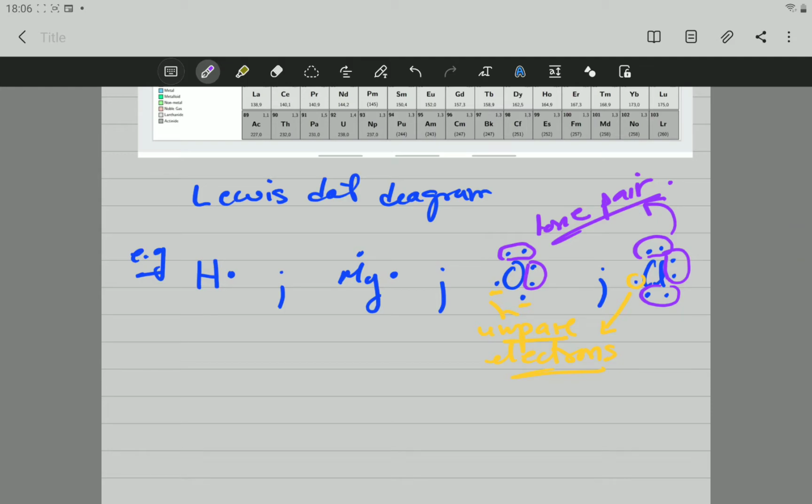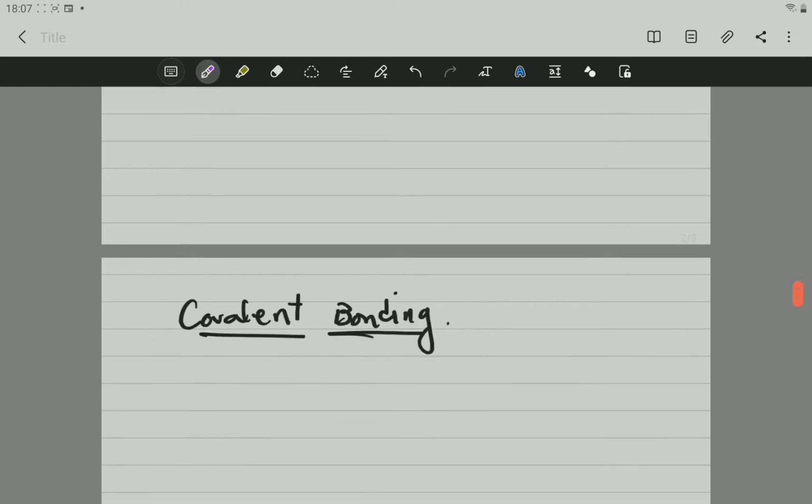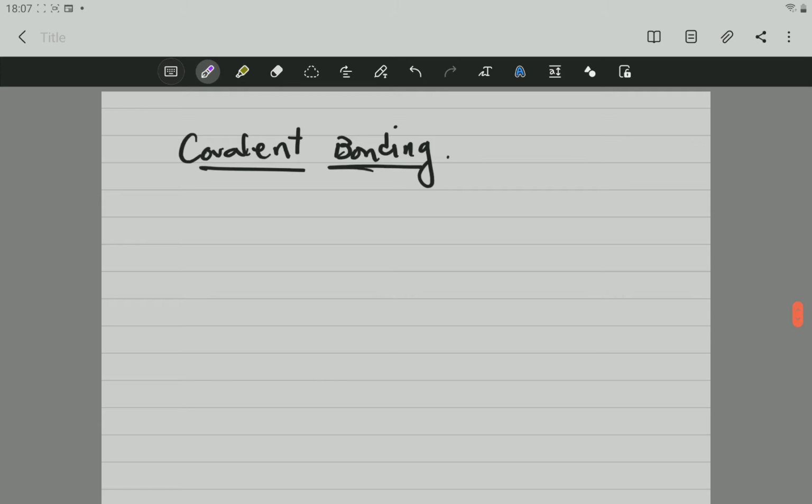Okay? Now, to draw or represent the bonding, we're going to use a notation called the Lewis dot diagram, in which you represent the atoms and the valence electrons. For example, hydrogen has one valence electron, therefore it is drawn with one dot. Okay, now we're going to go straight to covalent bonding.